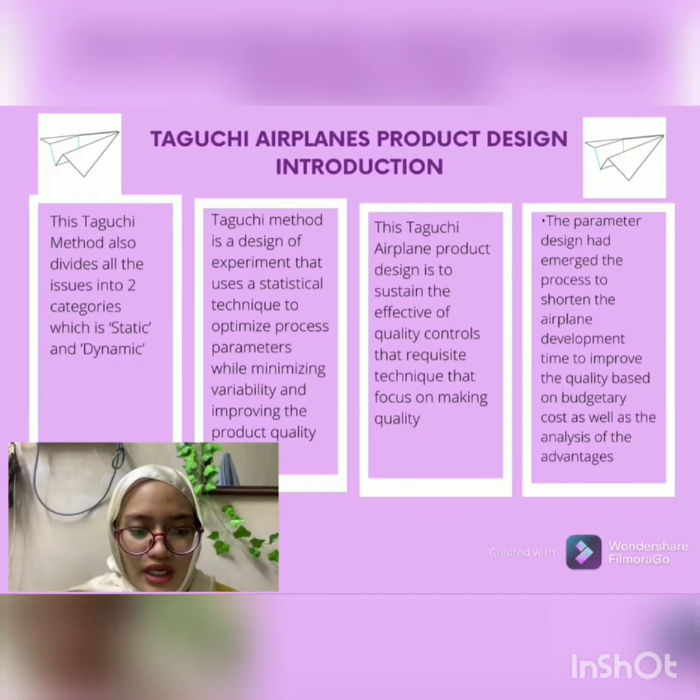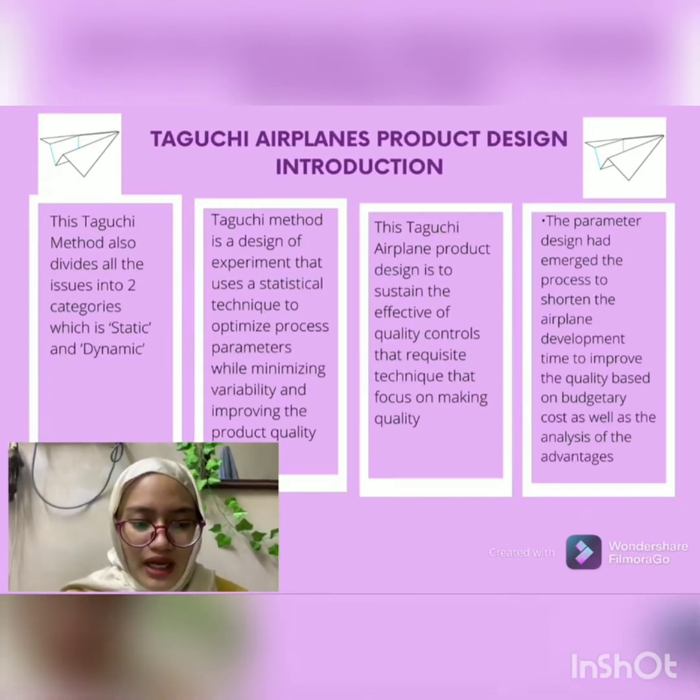And the goal of this experiment for us is to be able to identify the best type of Taguchi airplane with the right design parameters that had been required.